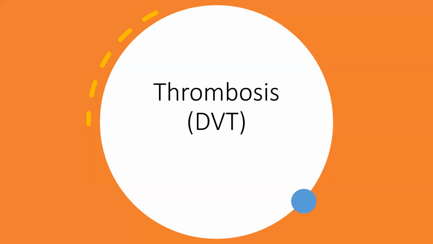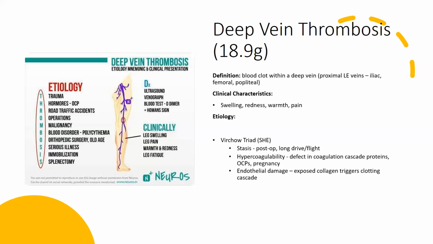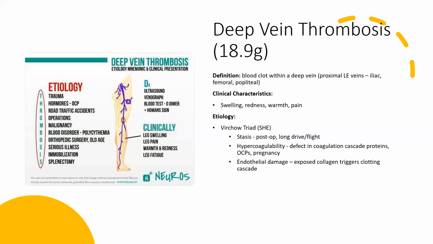Then we get into DVT, deep vein thrombosis. These are our blood clots within our deep veins, oftentimes proximal lower extremity veins like the iliac, femoral, or popliteal. Characteristics are common, but etiology, this is where you get to your Virchow's triad. This can be tested on. So stasis, hypercoagulability, and endothelial damage. So stasis: post-op, long drive, long flight.